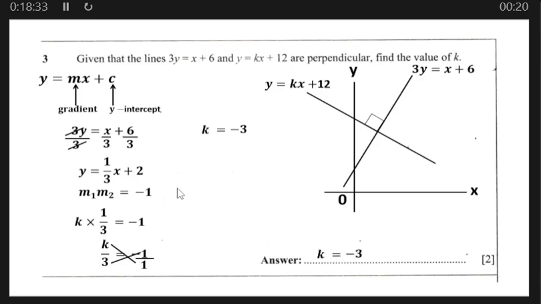Let's move to another question here. Question 4 says, factorize completely 6ax - 4ay - 3bx + 2by. So they need us to factorize this algebraic expression. So how do we factorize an algebraic expression?